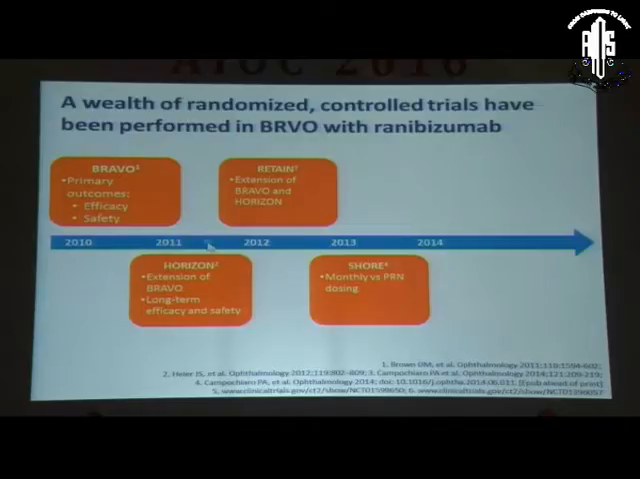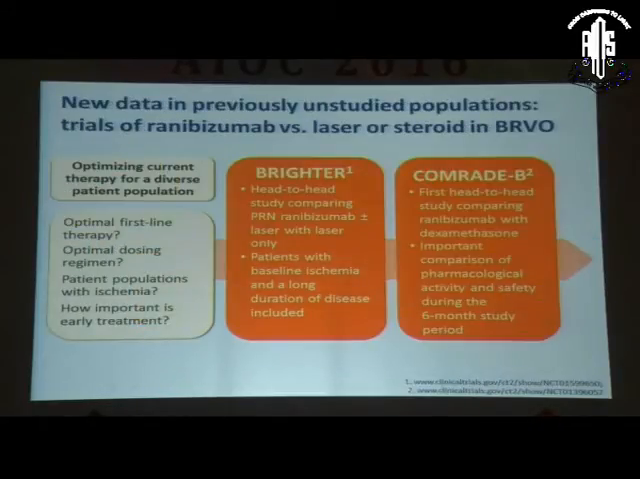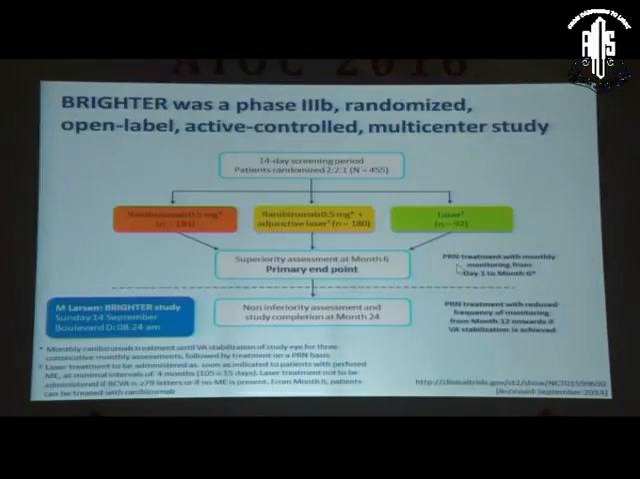Although there were studies like Bravo, or Retain in Horizon, recently what data became available was Brighter, which compared Lucentis with laser, and Comrade, which personally I think was a much needed kind of study, comparing ranibizumab with dexamethasone, because each has its own claims. So this was the Brighter study, a head-to-head comparison between PRN ranibizumab and laser, and then Comrade, the first head-to-head trial comparing ranibizumab with the steroid dexamethasone. This was how the randomization was done in the Brighter study.